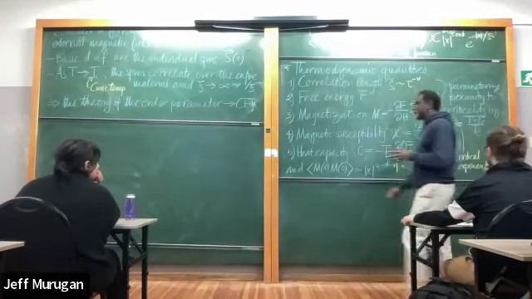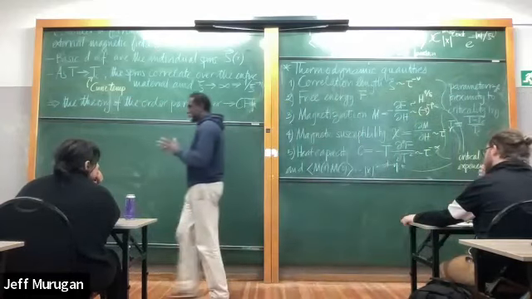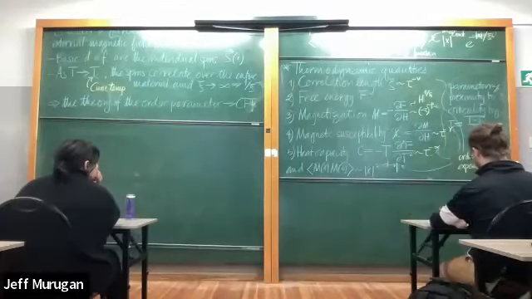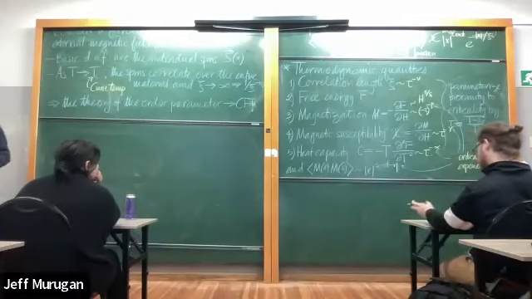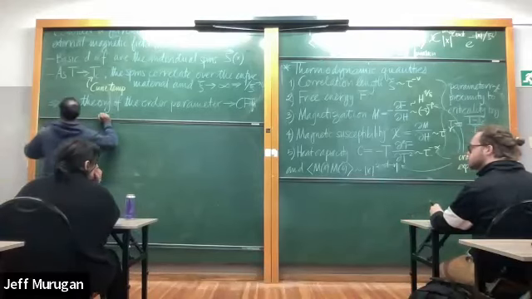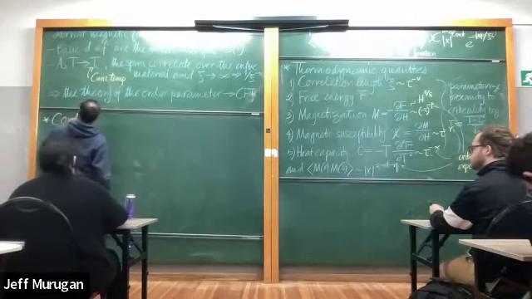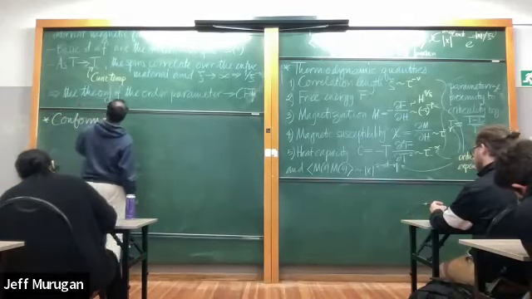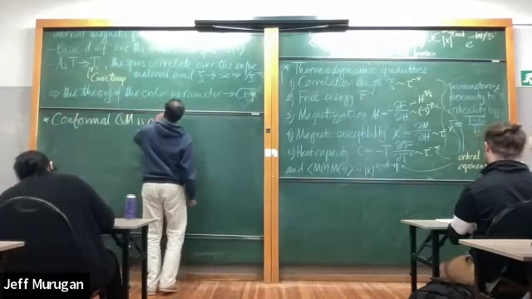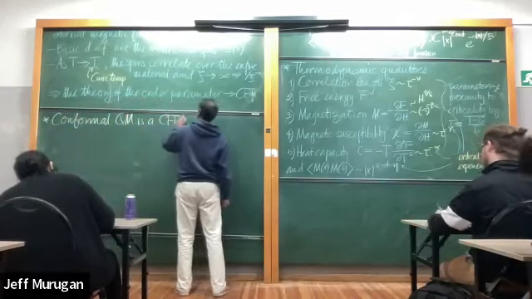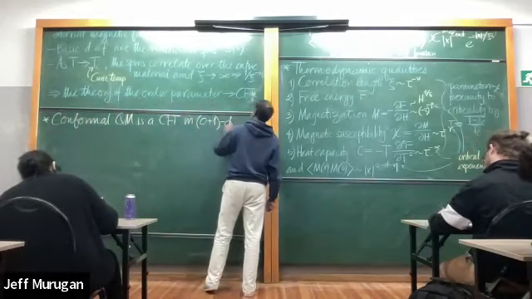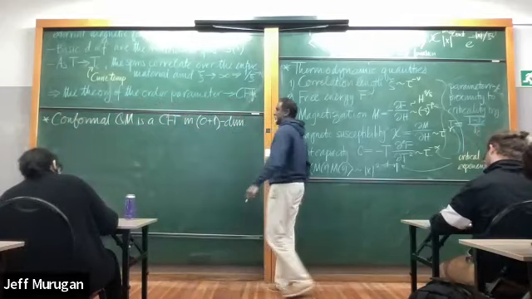But before we do that, I want to focus on 1 dimension. So 1 space-time dimension: 0 space, 1 time. So the conformal quantum mechanics is a conformal theory in 0 plus 1 dimension.